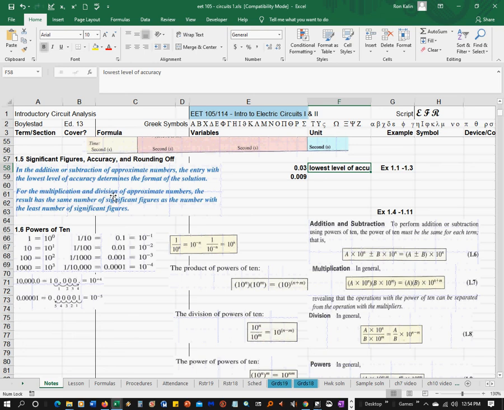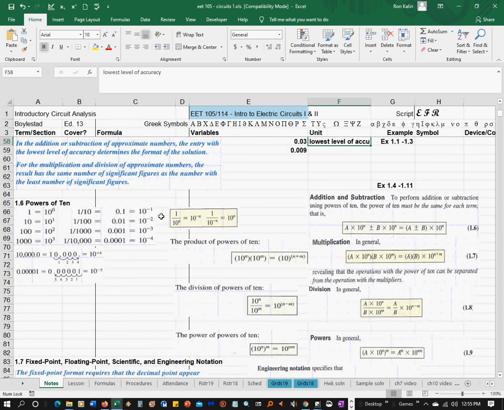For the multiplication and division of approximate numbers, the result has the same number of significant figures as the number with the least number of significant figures. Again, it would be this one. This has the lowest number of significant figures, which would be 1. Actually, they both have one significant figure.